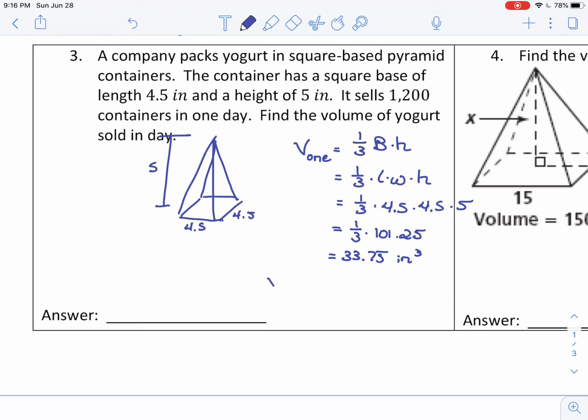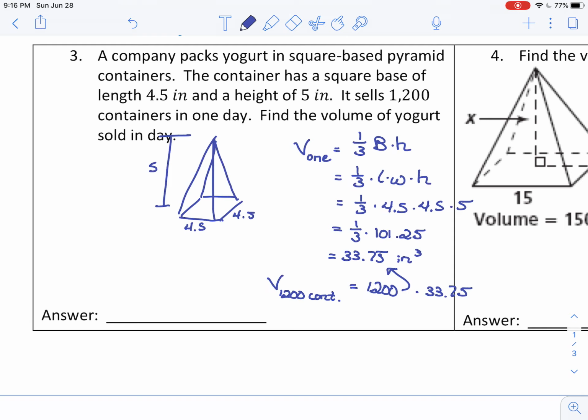I don't want the volume in one day. I want the volume for all of them. Sorry, I do want the volume for one day. I don't want the volume for one container. I want the volume for 1,200 containers, which means I just want 1,200 of these things. So I'm going to multiply that, or I'm going to add it to itself 1,200 times.